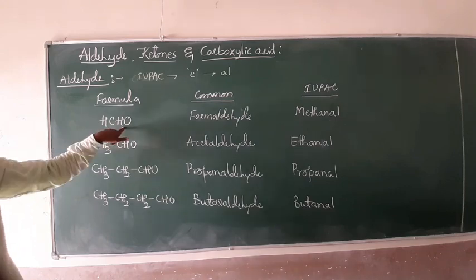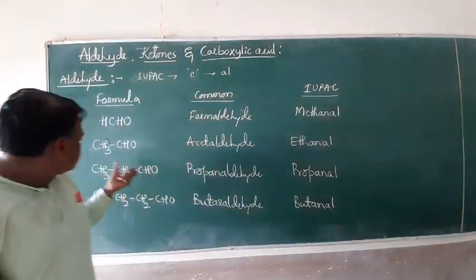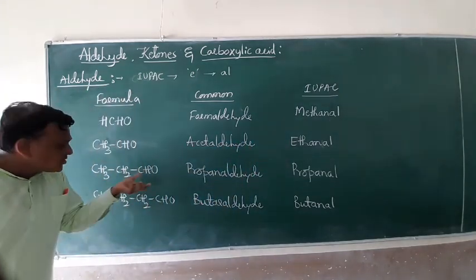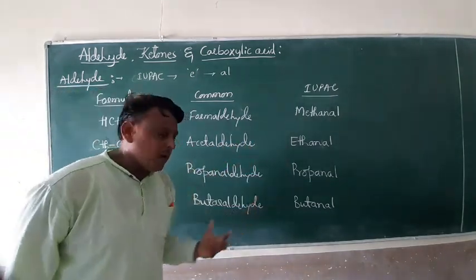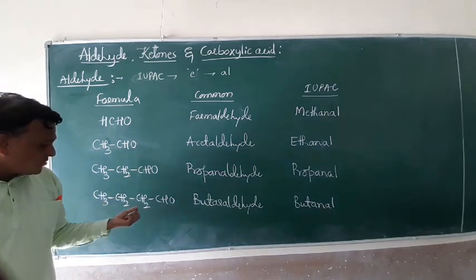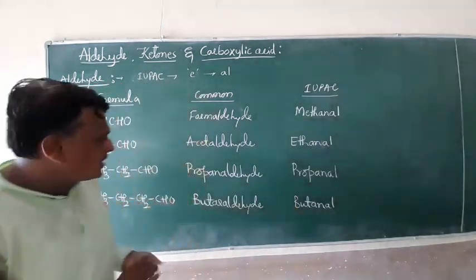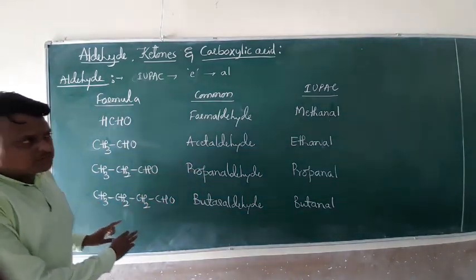This HCHO is called methanal. CH3CHO is called ethanal. CH3CH2CHO is called propanal. And CH3CH2CH2CHO, the 4 carbon one, is called butanal. This is a very important part of our syllabus.